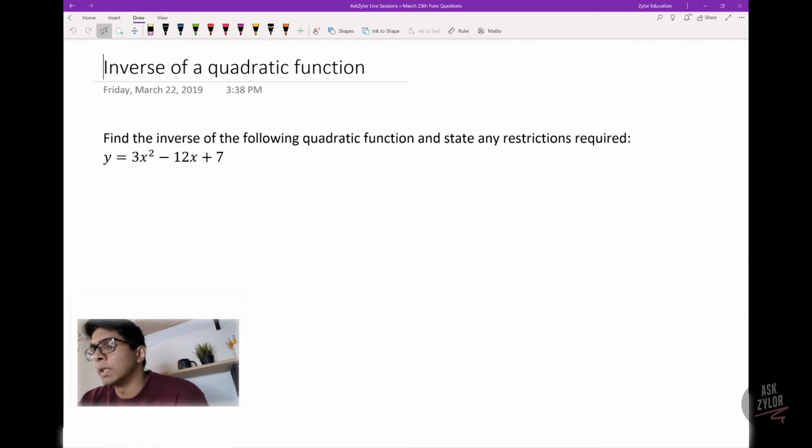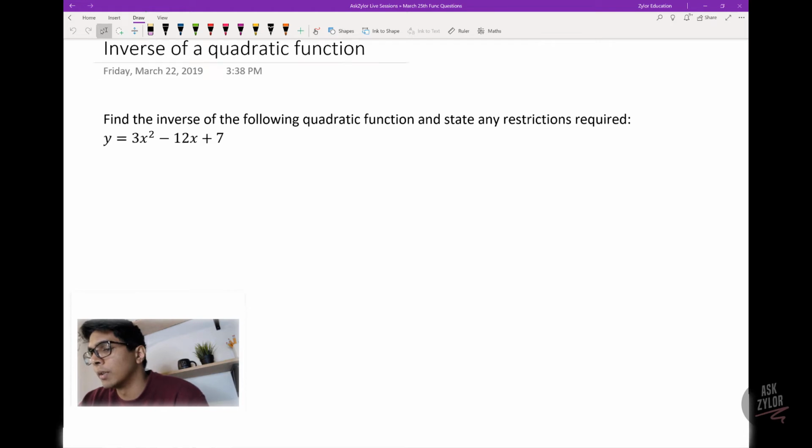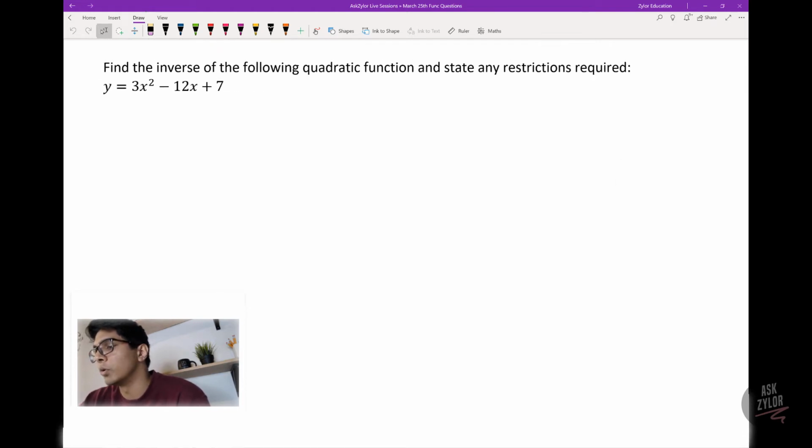So the next question is asking for the inverse of a quadratic function. Find the inverse of the following quadratic function and state any restrictions required. The usual way to find the inverse of a function is we exchange the x and y's, and then we isolate for y, right? So if we were to do that, we'll replace each of the x's with y's and the y's with x's.